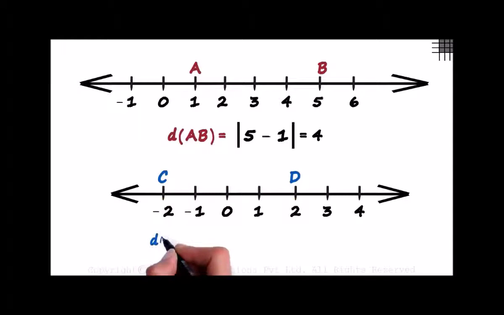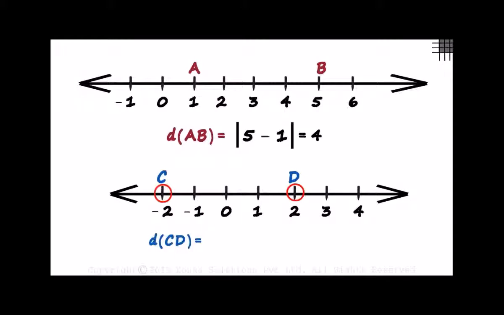So the distance between the points C and D will be absolute value of 2 minus -2. 2 minus -2 is 4, and absolute value of 4 is 4. The length of segment CD is 4 units.